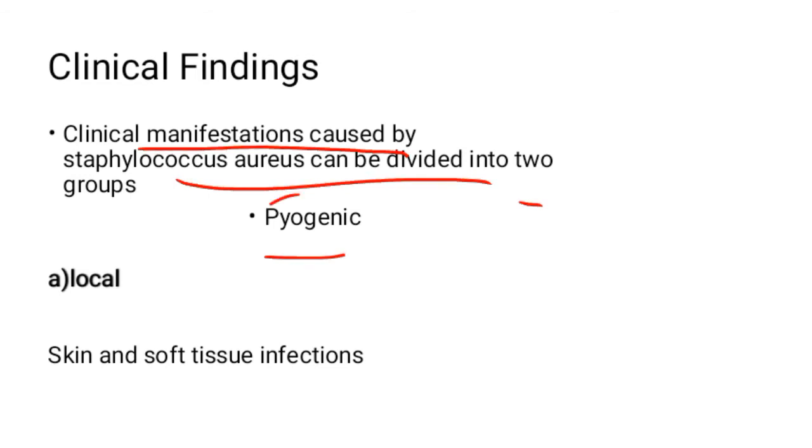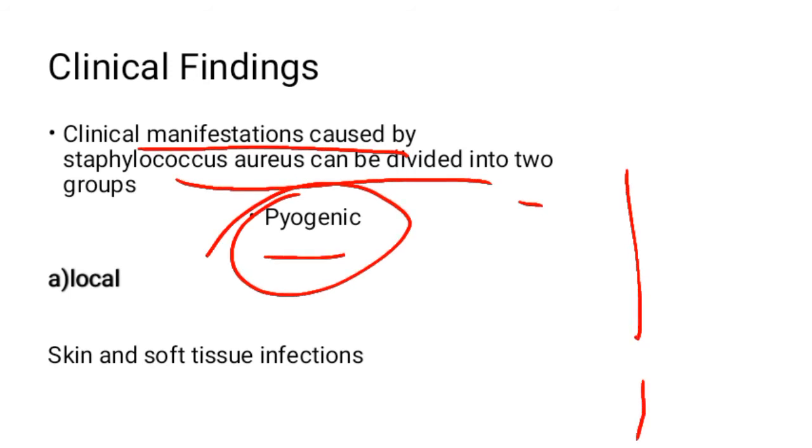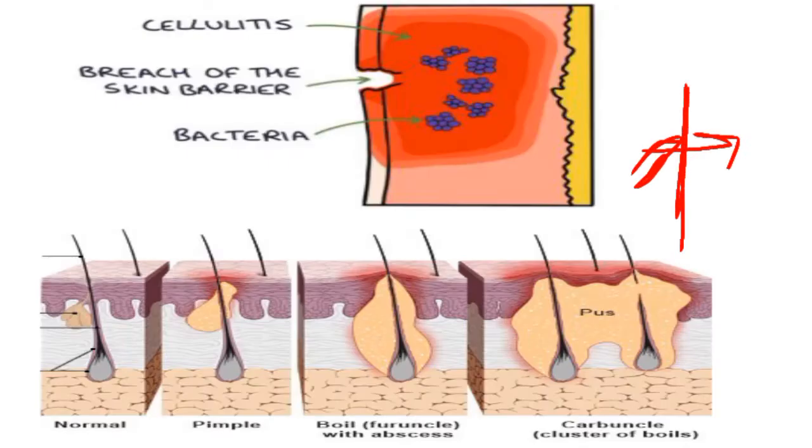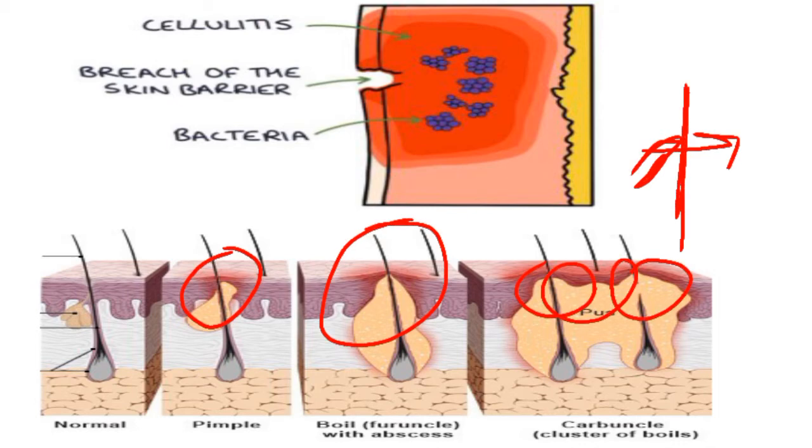First of all, we move toward the diseases caused by pyogenic inflammation. If intact skin becomes injured, the staph will enter the skin, and this is a local injury, and it will cause skin and soft tissue infections. For example, if it is a small fissure, then it will only appear as a pimple. But if it is large, then it appears as a boil or furuncle. If many furuncles combine, it appears as a carbuncle. But if the deeper skin is involved, it is called cellulitis.